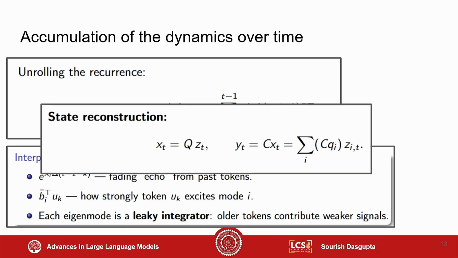So there are multiple such features or modes. And then you can reconstruct everything by multiplying z t with Q, which is the linear transformation of z t via Q, giving you back x t, and then y t would be C x t, which is basically C Q I of z I of t, summed over all the modes or features.